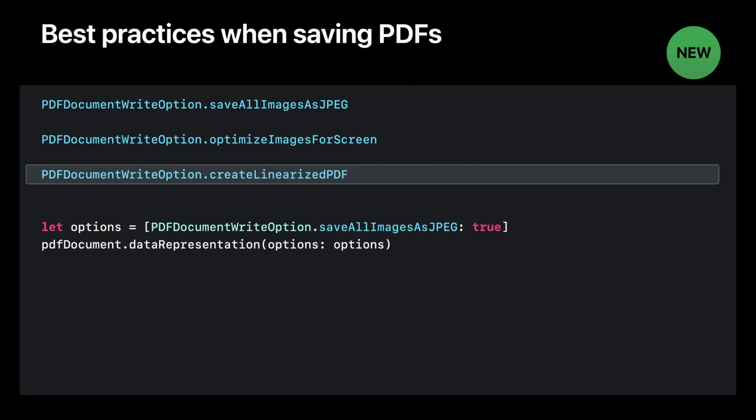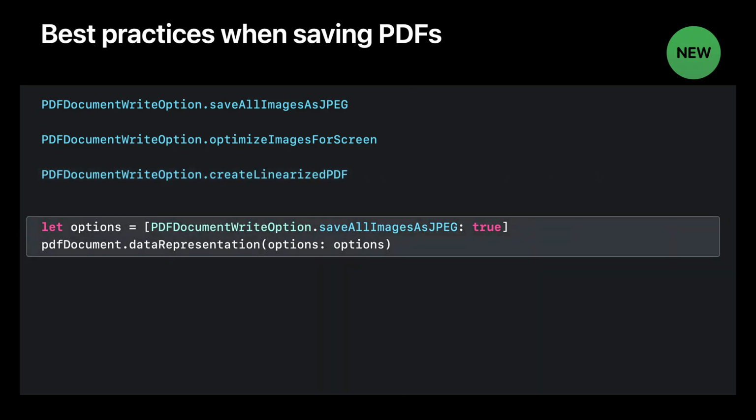Create linearized PDF will create a special kind of PDF that's optimized for the internet. The PDF format, as originally designed, right before the internet came along, is read from the end of the file. That means the entirety of it needs to be downloaded first before anything is displayed. A linearized PDF has everything needed to display the first page at the beginning of the file, so a web browser can show that quickly while the rest of it is loaded. You can pass these options to PDF document's data representation, or write to URL methods.